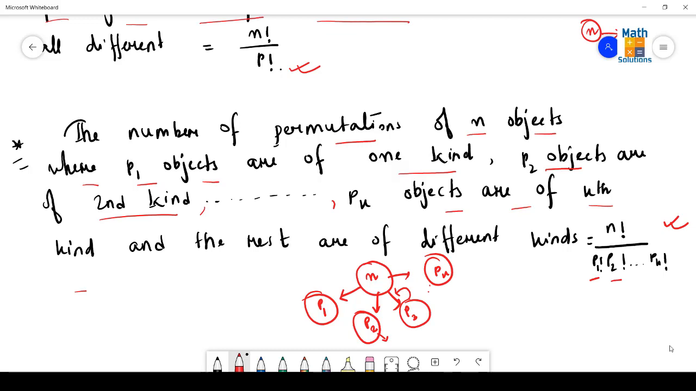And suppose there are a few objects which are all different, they do not belong to any particular kind. In that case, with the help of factorial notation we can write the total permutation as n factorial divided by p1 factorial into p2 factorial, that goes on up to pk factorial. So these are the two important theorems for solving the problem sums of permutations. So here goes the first question.